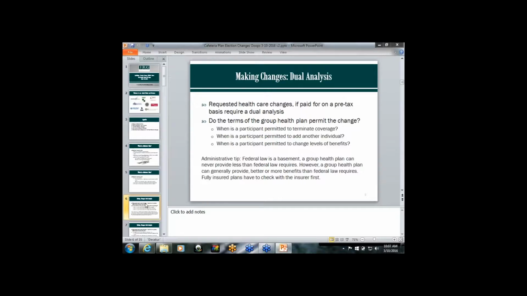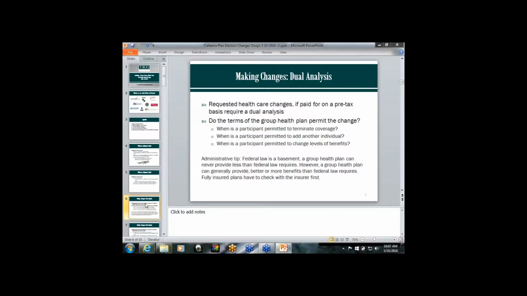So to allow any exceptions, you always have to remember, first, the group health plan must allow it. I have an administrative tip here that I always like to remind employers of: the federal law is a basement. A group health plan can never provide less than the federal law requires, but generally it can provide for more. That's the group health plan, not the cafeteria plan.